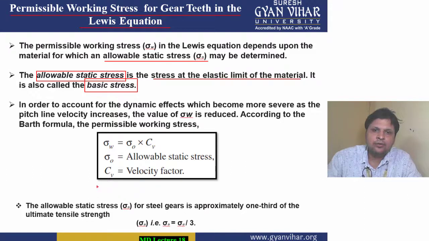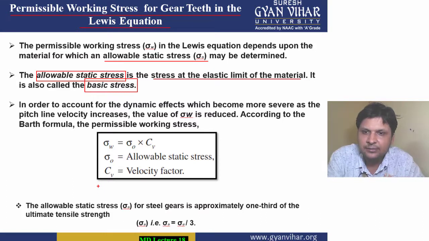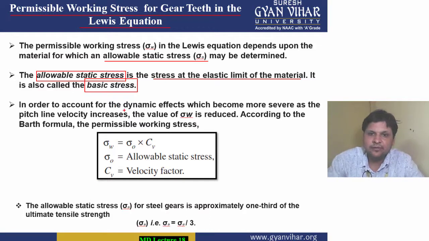All right. Now, in order to account for dynamic effects when the gear is in motion, which become very severe as the pitch line velocity increases. All right, as the pitch line velocity increases. Dynamic effects, students, means when the gear is in motion. In that case, the pitch line velocity increases, and due to this, the value of sigma w, stress, is also reduced. Now, in order to account for this, there is a Barth formula.